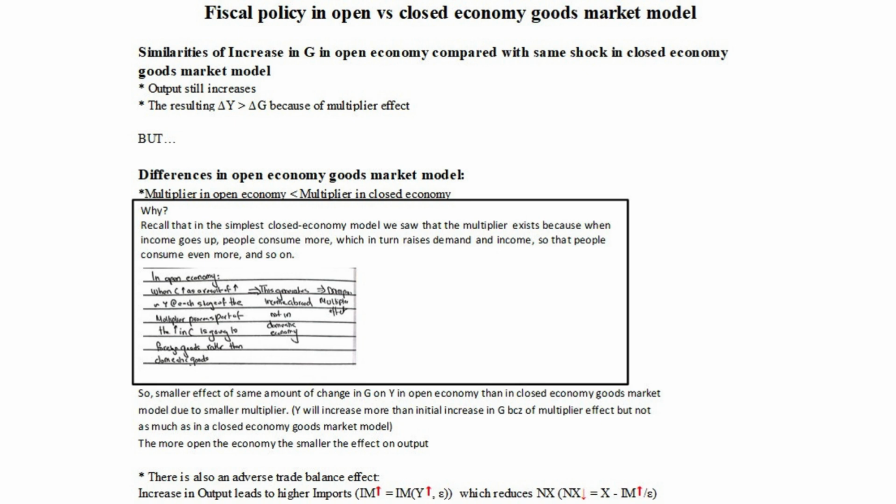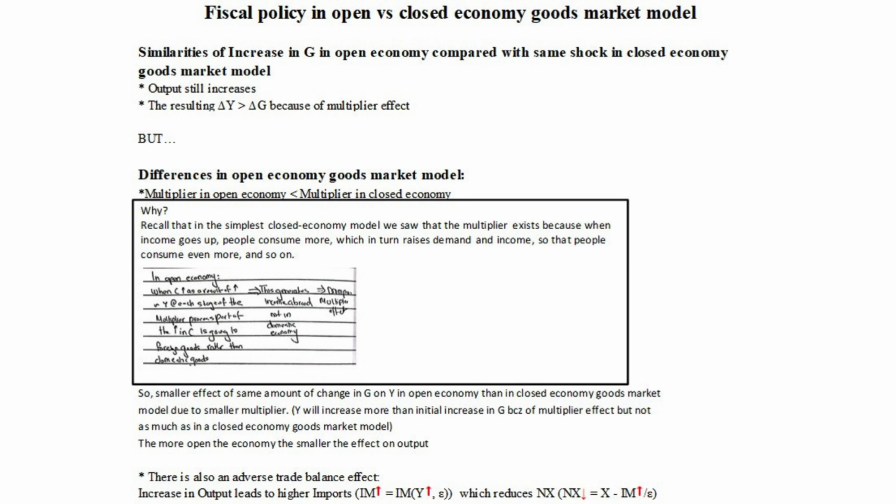So the reason is that in the simplest closed economy model, we saw that the multiplier exists because when income goes up, consumption goes up, which in turn raises demand and income so that people consume even more and so on, right? We talk about how the multiplier effect works through consumption because whenever income increases, at each round, consumption increases, which further increases demand and income, and this process continues until we reach the new equilibrium.